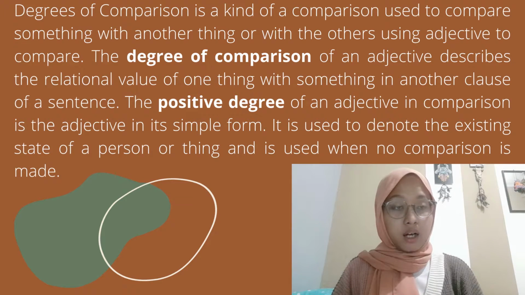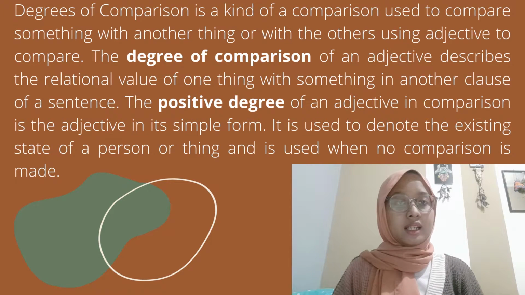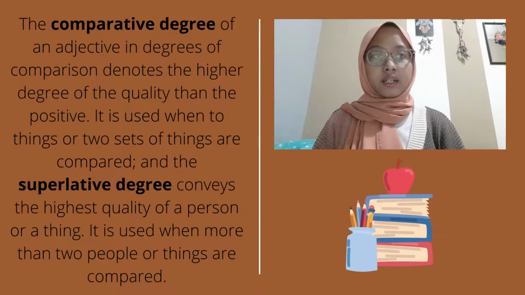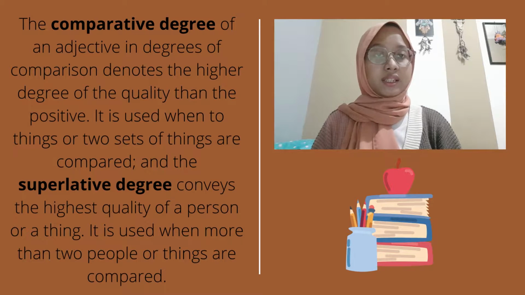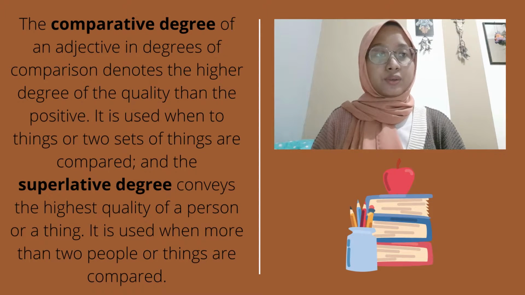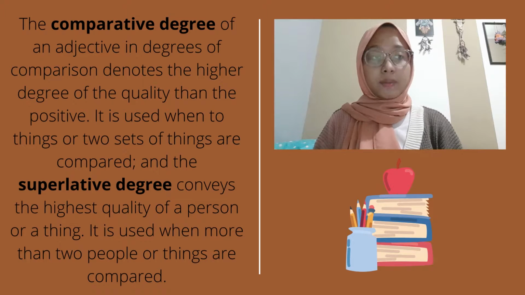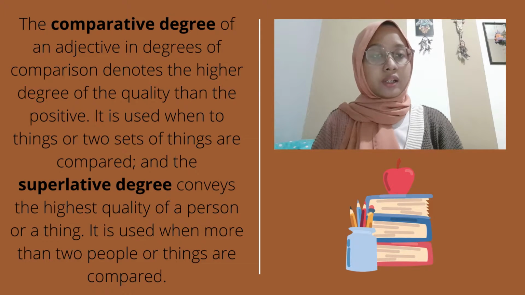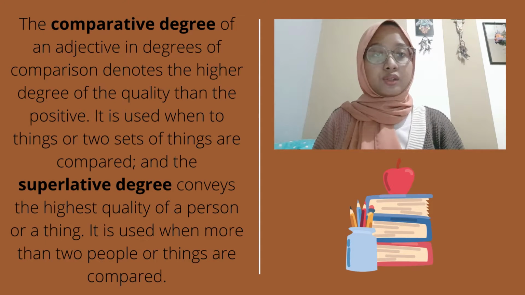The positive degree of an adjective in comparison is the adjective in its simple form. It is used to denote the existing state of a person or thing and is used when a comparison is made. The comparative degree of an adjective denotes a higher degree of quality than the positive. It is used when two things or two sets of things are compared, and the superlative degree confers the highest quality of a person or a thing. It is used when more than two people or things are compared.